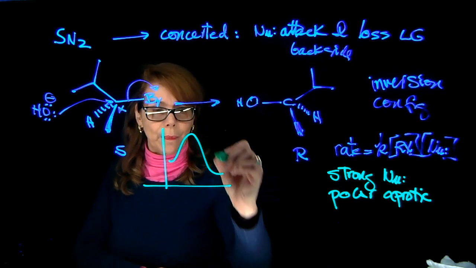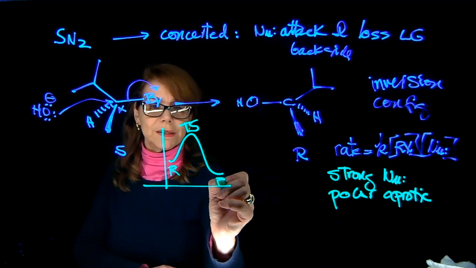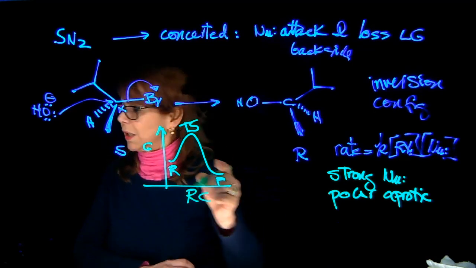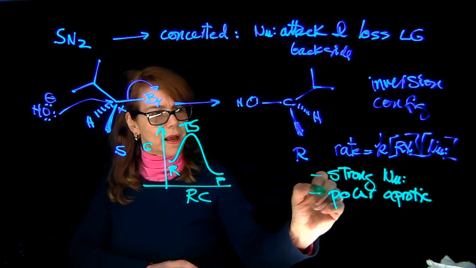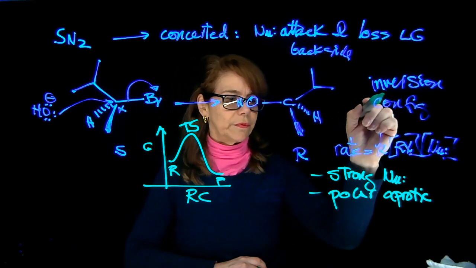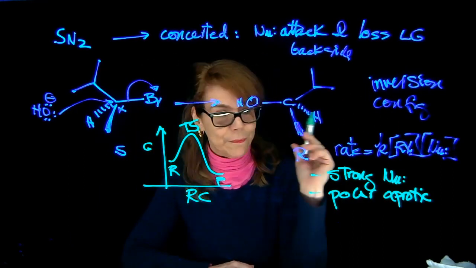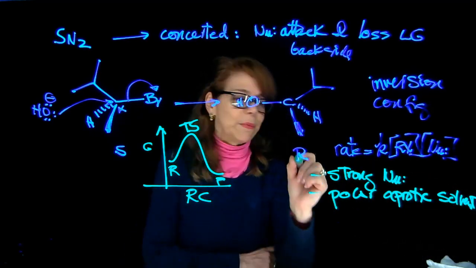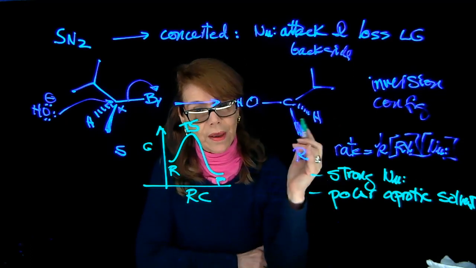The reaction happens with one transition state. This is the reaction coordinate, reactants, products. So only one step. So these are things that we need to remember. It happens with inversion of configuration, backside attack, strong nucleophile, and polar aprotic solvent. So we're going to be doing the same analysis with other reactions.